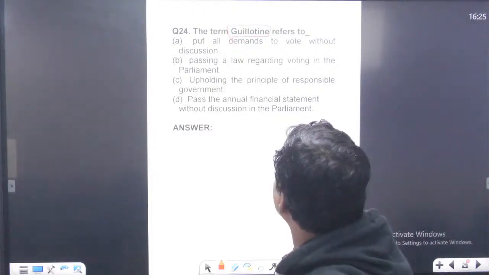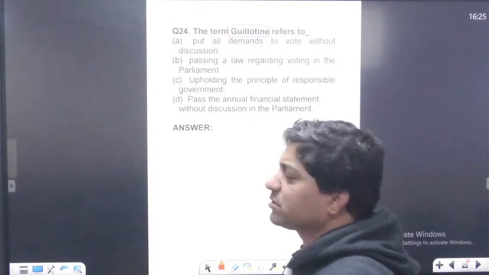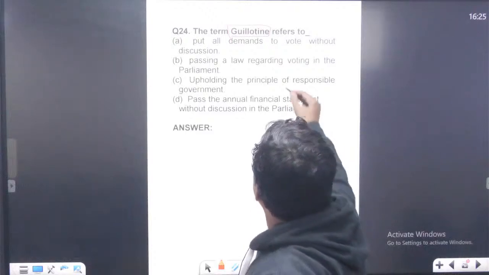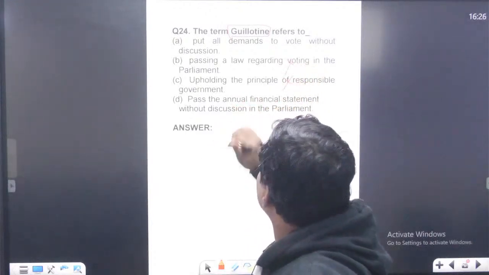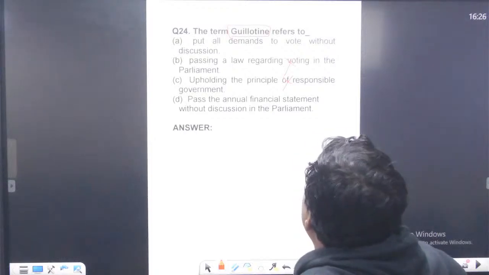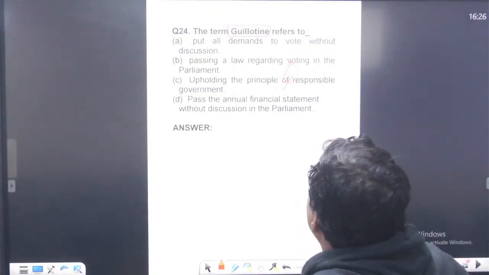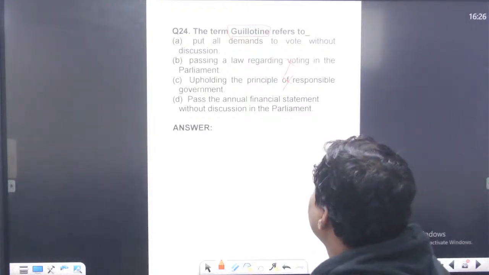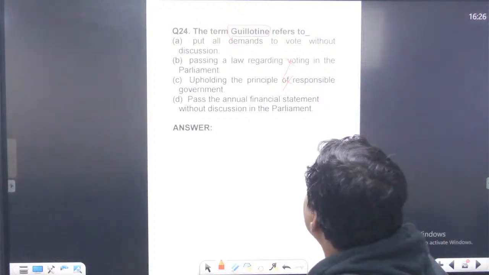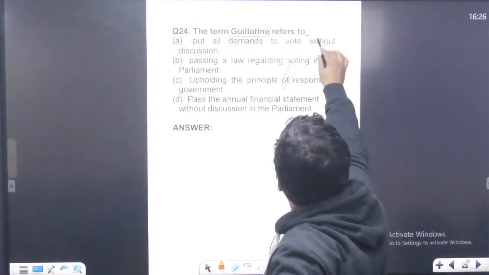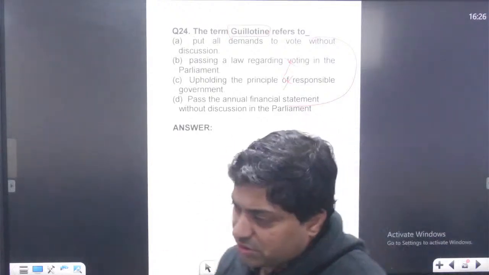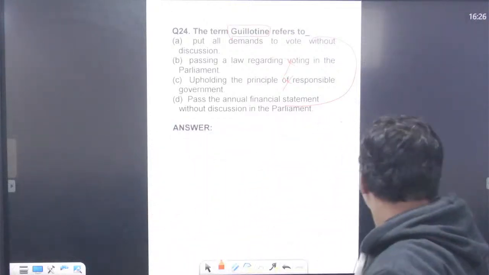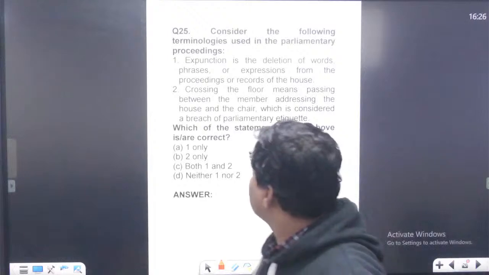Put all demands to vote without discussion, passes the annual financial statement. All demand. So both seem similar, right? I mean, both things. Passing a law, this is not it. Both seem similar: put all demands to vote without discussion, pass the annual financial statement without discussion. Look at the next question.